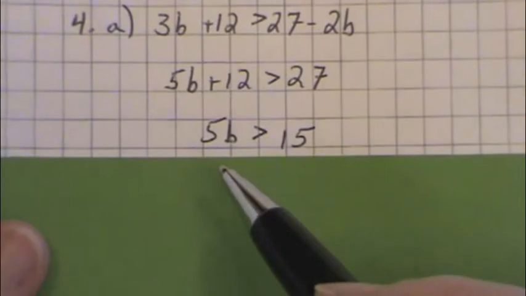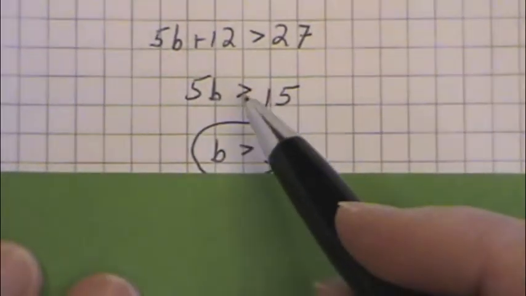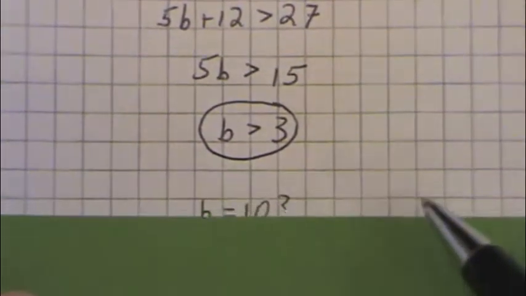Subtract 12 from each side. 5b is greater than 15. Divide by 5, it's positive, so we don't have to change this. b is greater than 3.